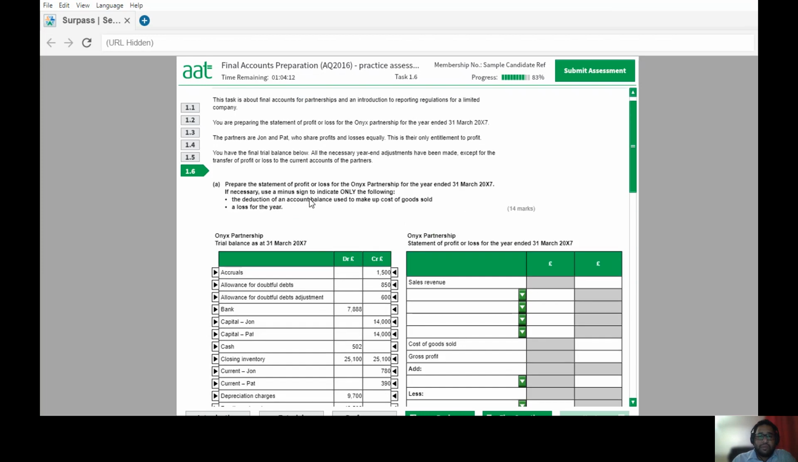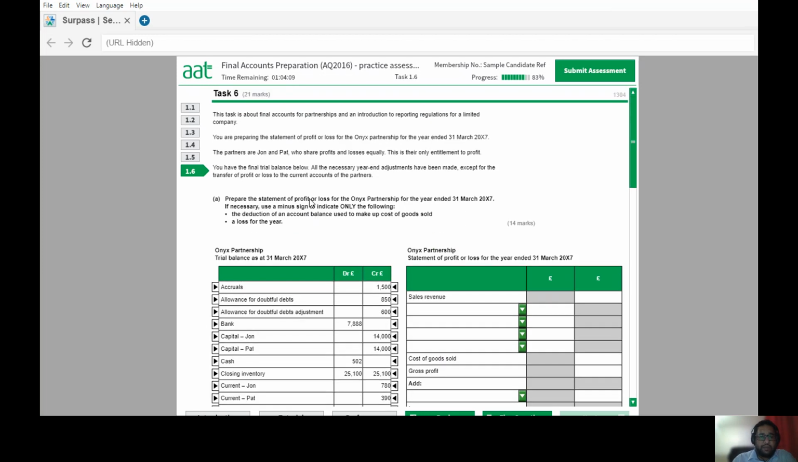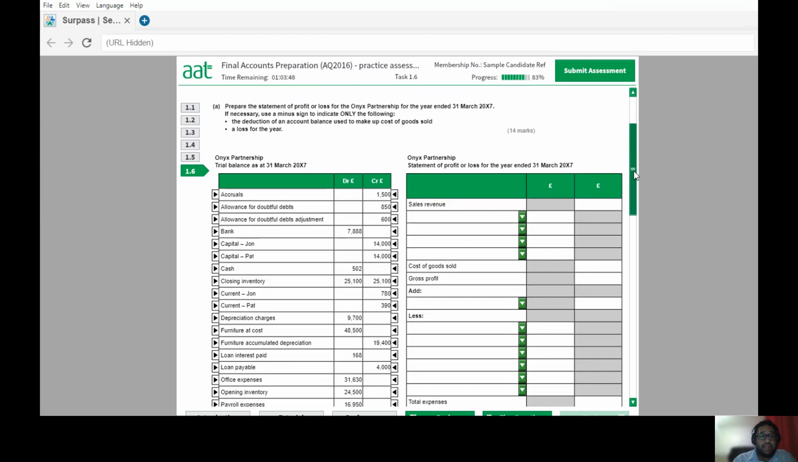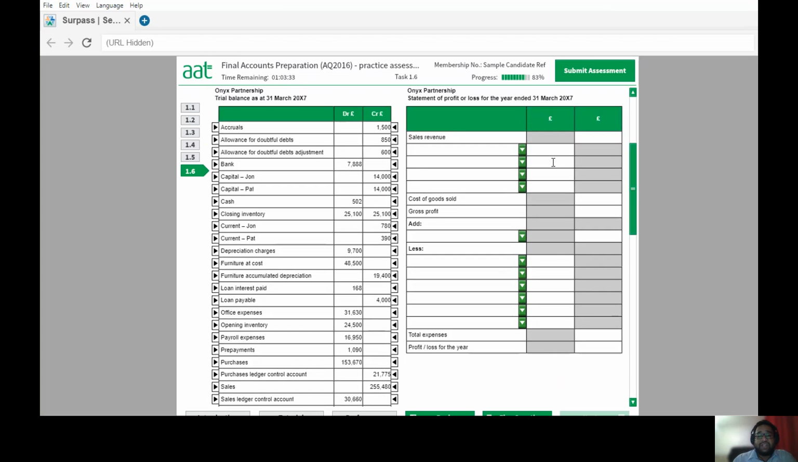Now we've got a question about the profit and loss statement. Here we are preparing the statement of profit and loss for the Onyx partnership for the year ending on 31st of March. The partners are John and Pat, who share profits and losses equally. This is their only entitlement to profit. Yeah, this is all standard there. The deductions of an account balance used to make up cost of goods sold or a loss for the year, for these only you can use a minus sign. So if there is a deduction like a closing inventory balance, you can enter a minus figure here.